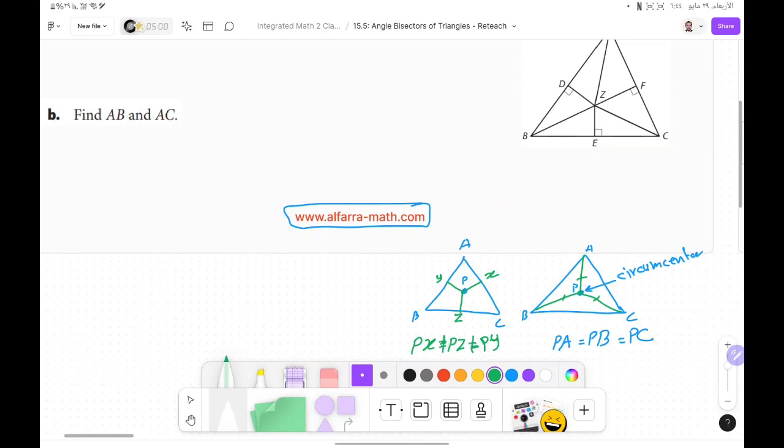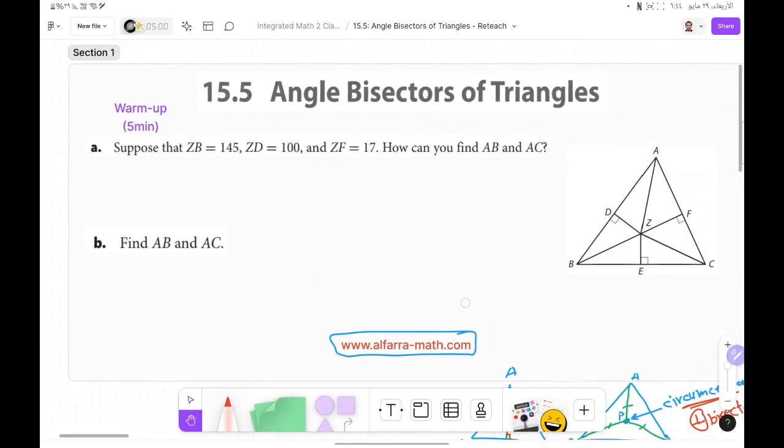So when the question says it's a circumcenter, the sides from the circumcenter to every vertex are equal. And with the perpendicular bisector, these sides are not equal. Now let's solve this question here.